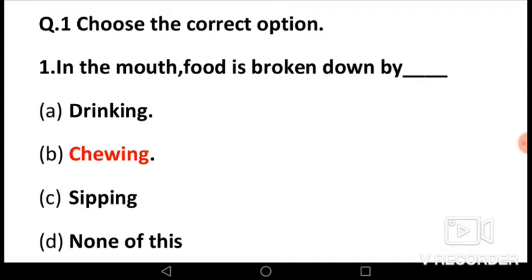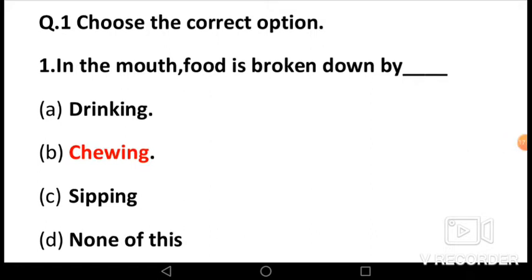In fact, your body starts the digestive process even before you take your first bite of the food. So in the mouth, food is broken down by chewing the food. We break down the food so that it will be easy for our body to digest it.